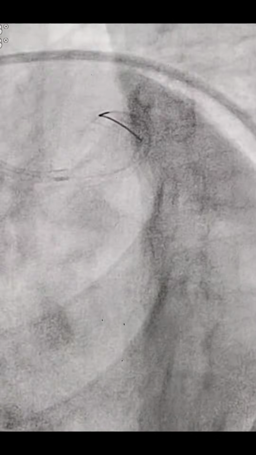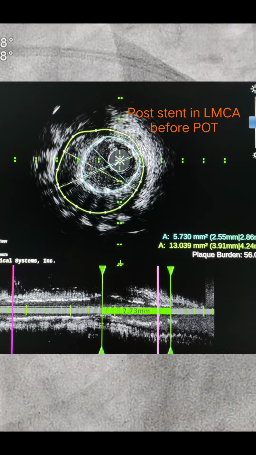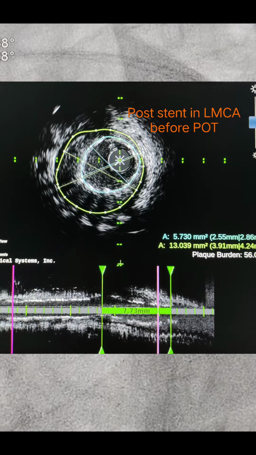And now we wanted to do the POT, and we wanted to do the NC for this stent. And this was the IVUS pullback. After the stent deployment, we took an IVUS to see how underexpanded this stent was. So there was underexpansion in the proximal LAD also. So after doing POT, we are going to do the NC also in the proximal LAD.